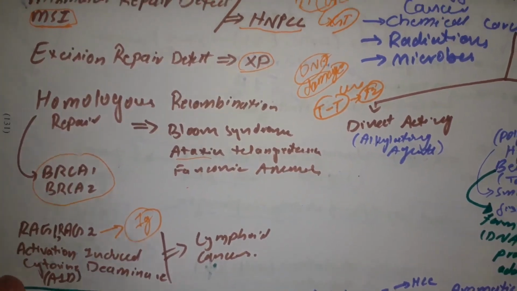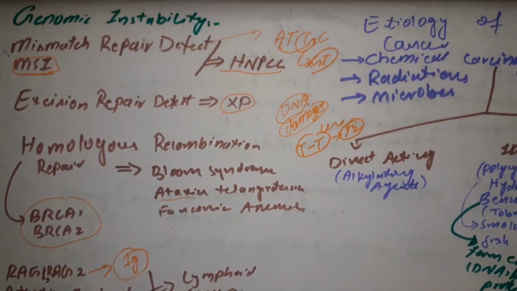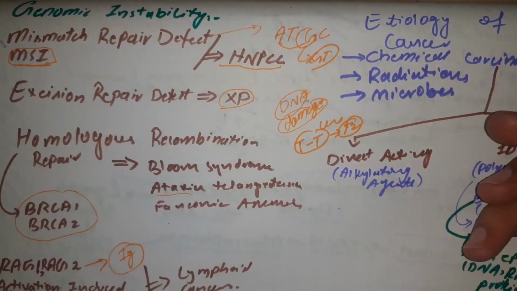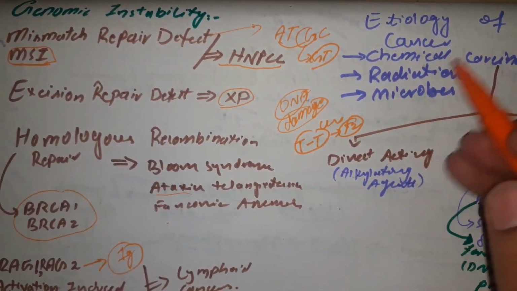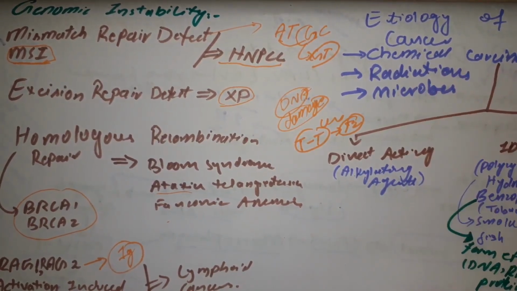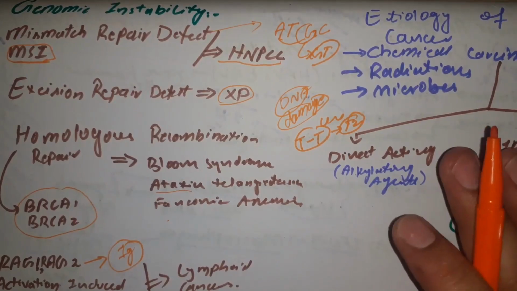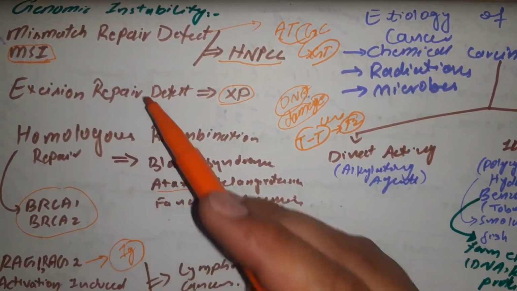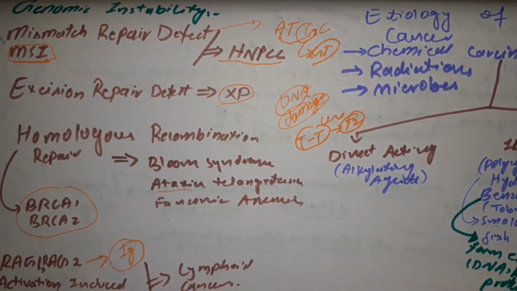Next we move towards the etiology of cancer. Genomic instability can also be included in etiology. However, the etiology of cancer includes chemical carcinogens, radiation, as well as microbes. Chemical carcinogens are chemical agents which lead to mutation and then lead to the development of cancer. You should remember that mutation is basically an essential condition for the development of cancer.